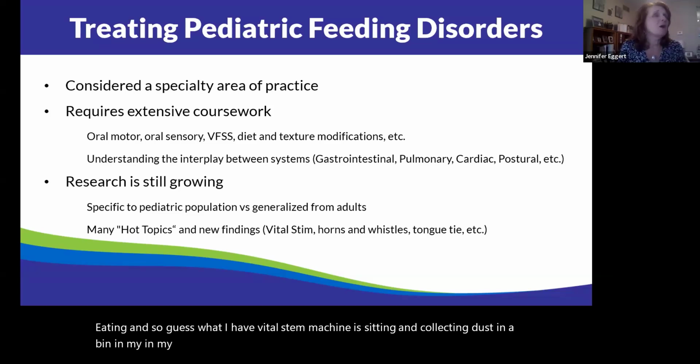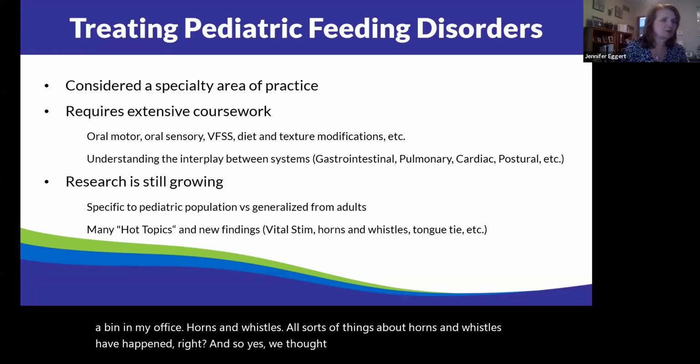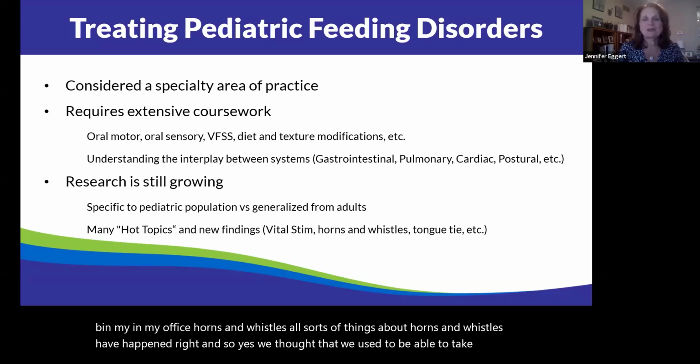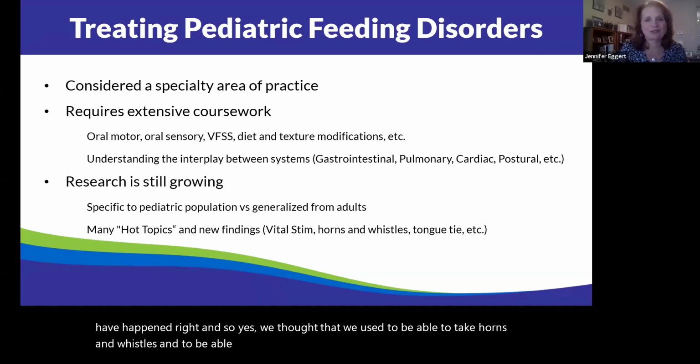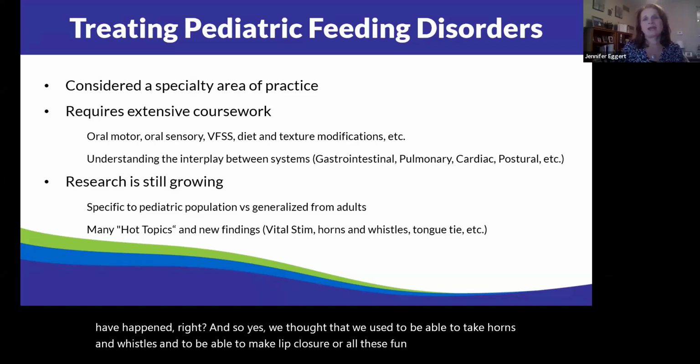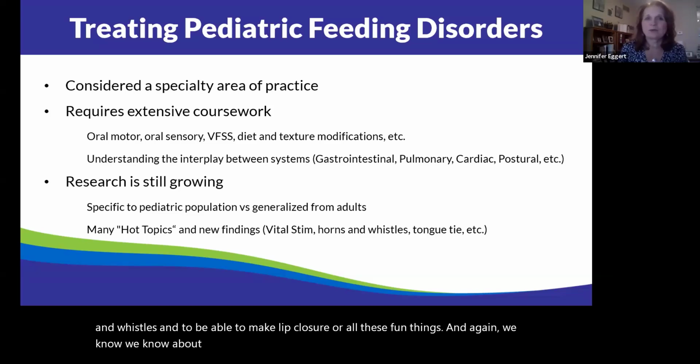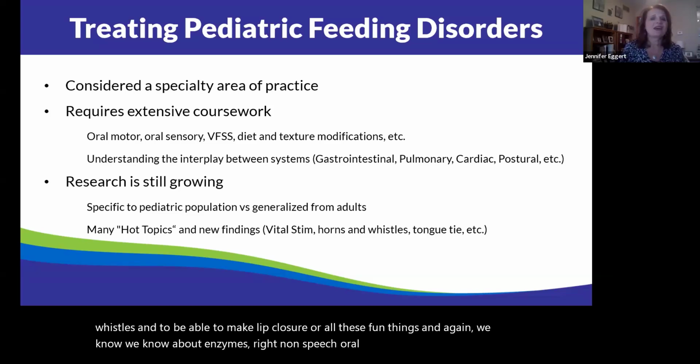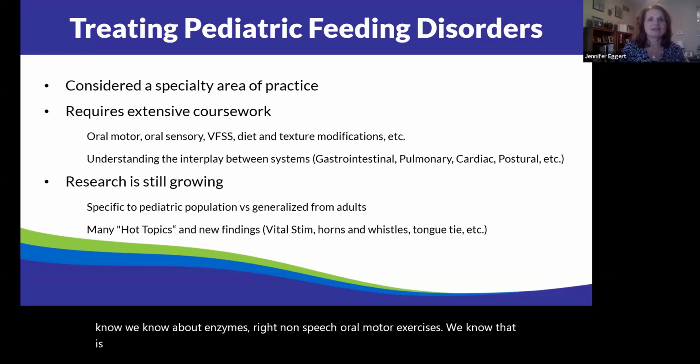Horns and whistles, all sorts of things about horns and whistles have happened, right? And so, yes, we thought that we used to be able to take horns and whistles and to be able to make lip closure or all these fun things. And again, we know about NSOMs, right? Non-speech oral motor exercises. We know that that is not something that is evidence-based.